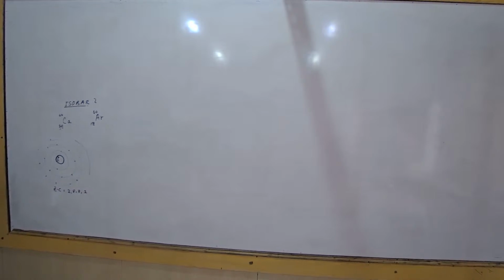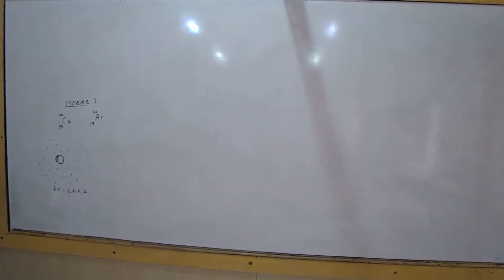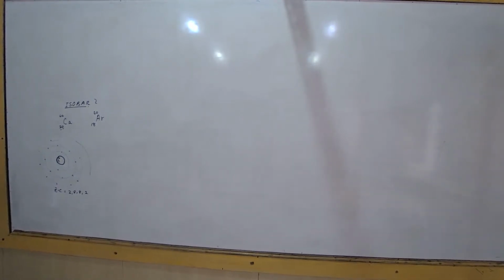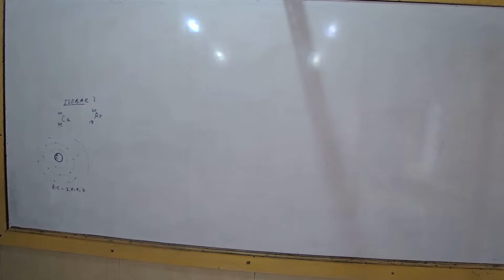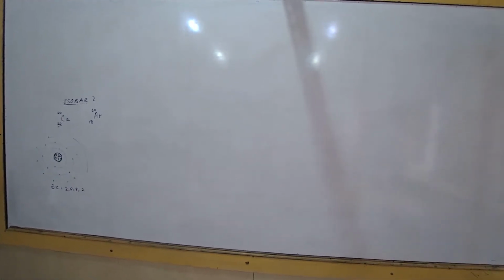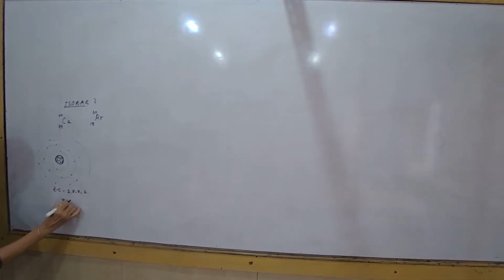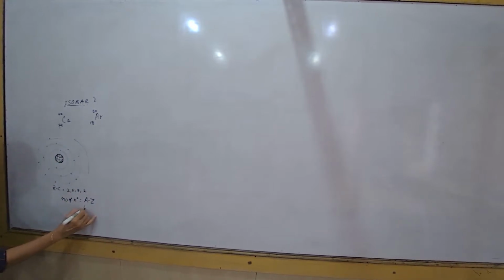Now tell me how many protons should we put inside the nucleus? Should we put 40? How many protons? 20 protons. And how many neutrons will you have? 20. So this will have 20 protons and 20 neutrons. Remember the formula, number of neutrons is A minus Z. In this particular case, it is 40 minus 20.